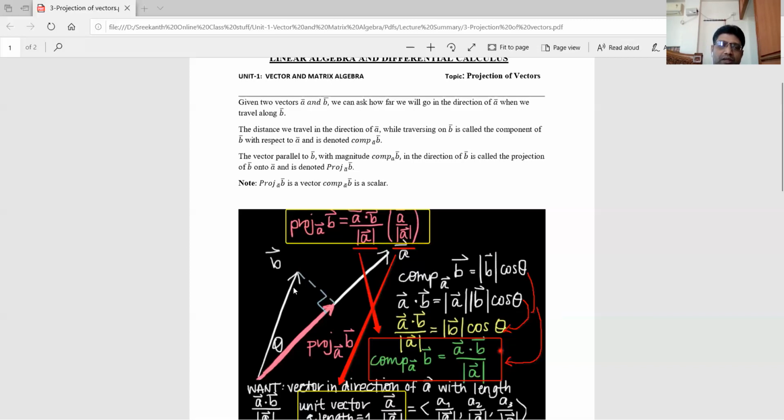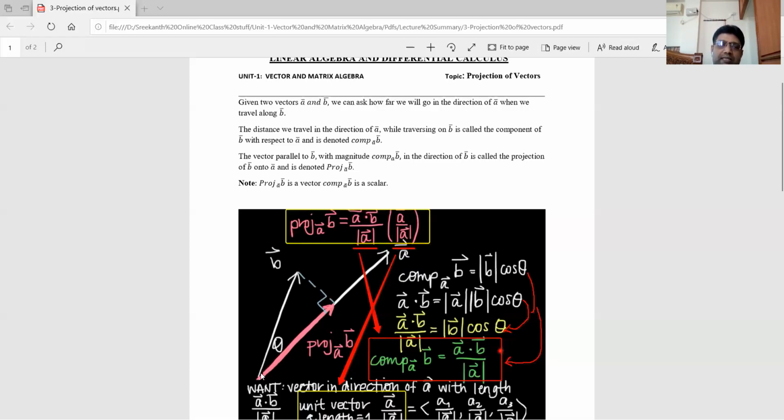Now, if you look here, theta is the angle between the two vectors. So from this, I can calculate cos theta. The side opposite to this theta is the opposite side, and here it is a right angle, therefore this is the hypotenuse. So I am calculating cos theta here. What is cos theta? Cos theta is nothing but adjacent side by hypotenuse.